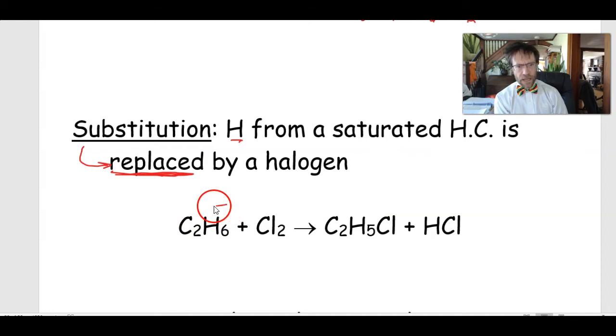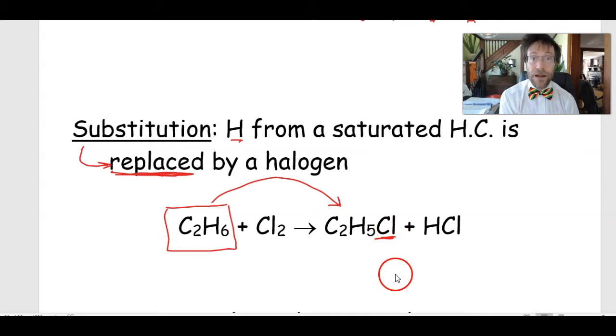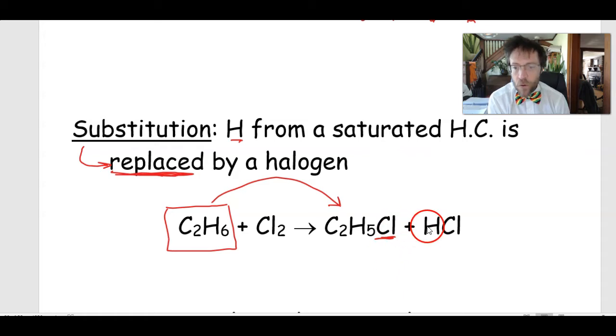So here's what a substitution chemical reaction looks like. Here is my organic hydrocarbon. And if you notice the beginning compared to the end, we're going to want to compare. Over here, we've got nothing but hydrogens, but over here, do you see how we have substituted or switched out a hydrogen for a chlorine, right? Well, where did that hydrogen go? Oh, there it is.